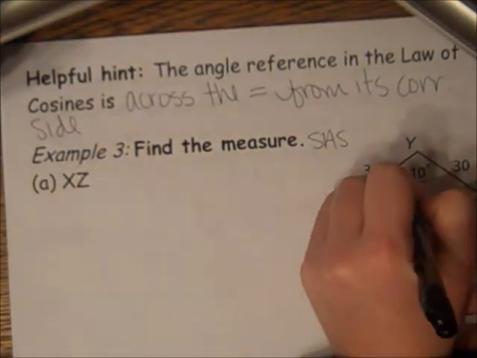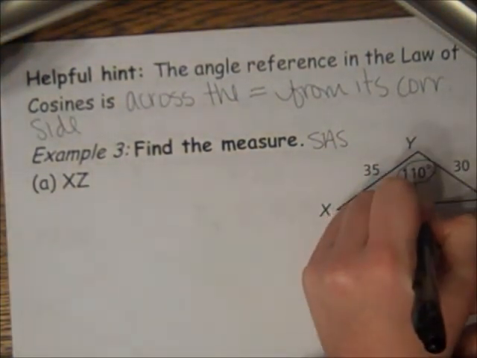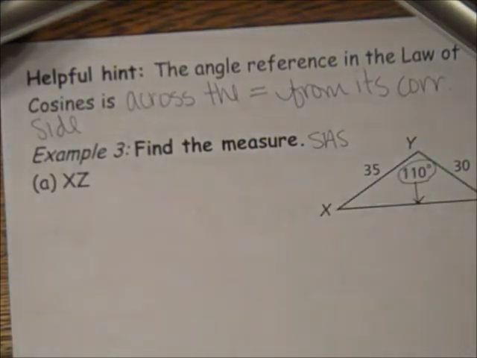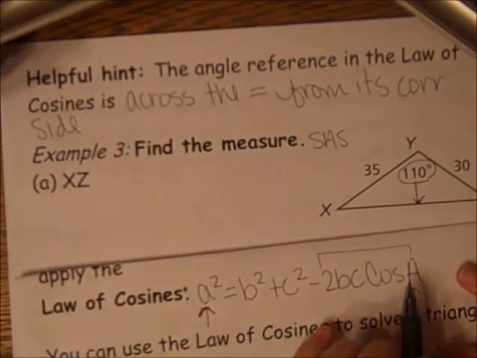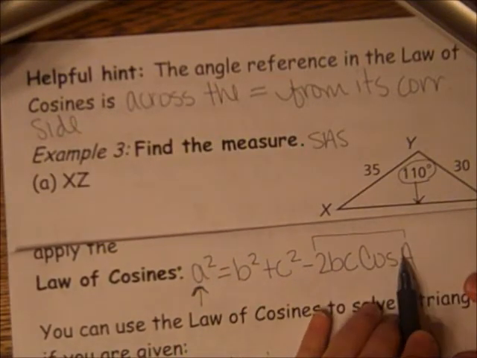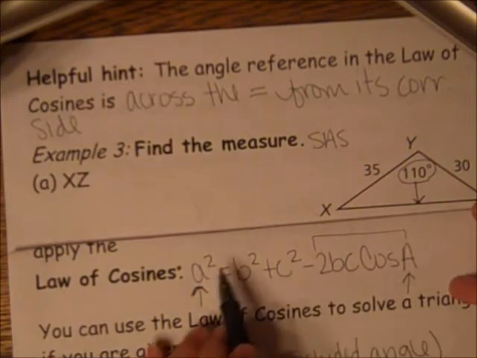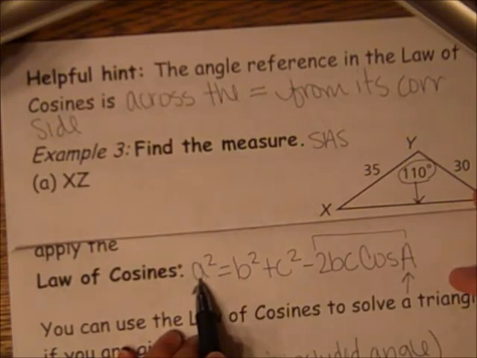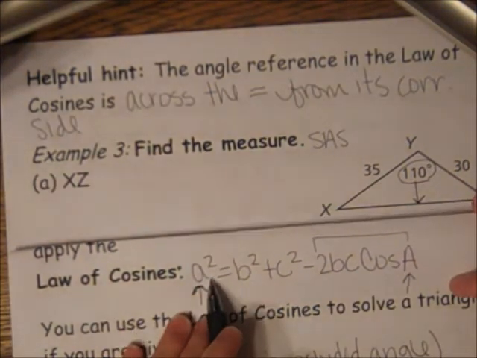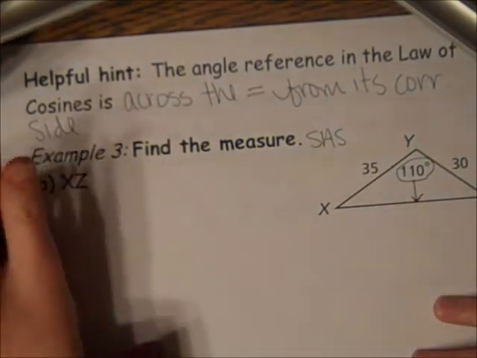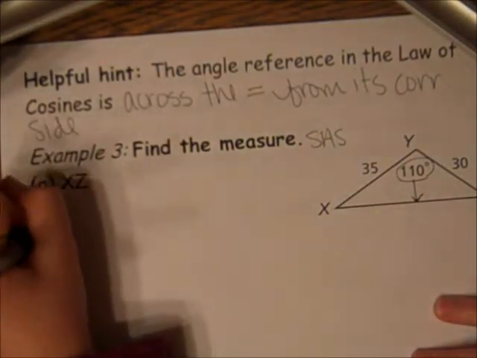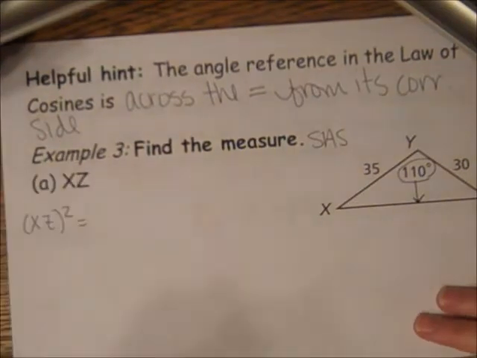So I have angle 110, and the side that he belongs with is side XZ, which happens to be who I'm solving for. So what we were just talking about is if I'm going to use the cosine of 110 right here, I have to put his corresponding side over on the left by himself. So that's what I'm going to do first, is I'm going to put XZ squared over here.